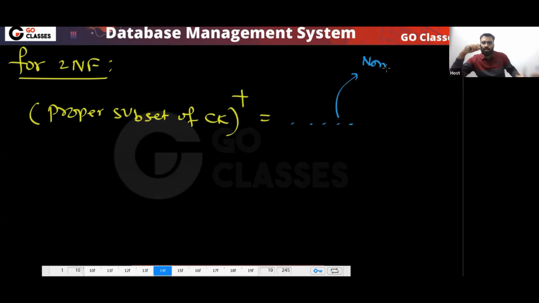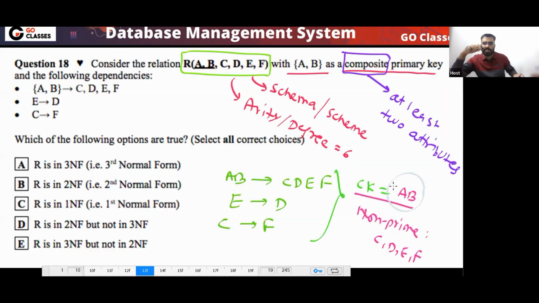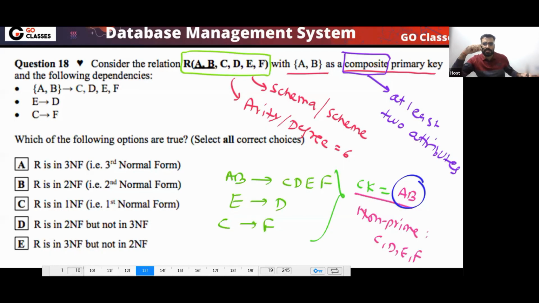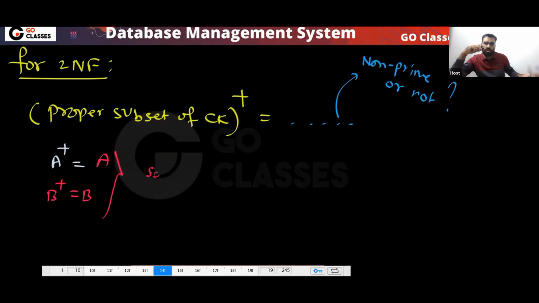In this closure, do we have non-prime or not? So basically, this is the idea. Just find A plus. Tell me, this is the proper subset of the candidate key. Now, in the proper subset of the candidate key, that is A, B: what is A plus? That is A. And what is B plus? That is B. So here you can notice that this is in 2NF, correct? Your relation R is definitely in the second normal form.